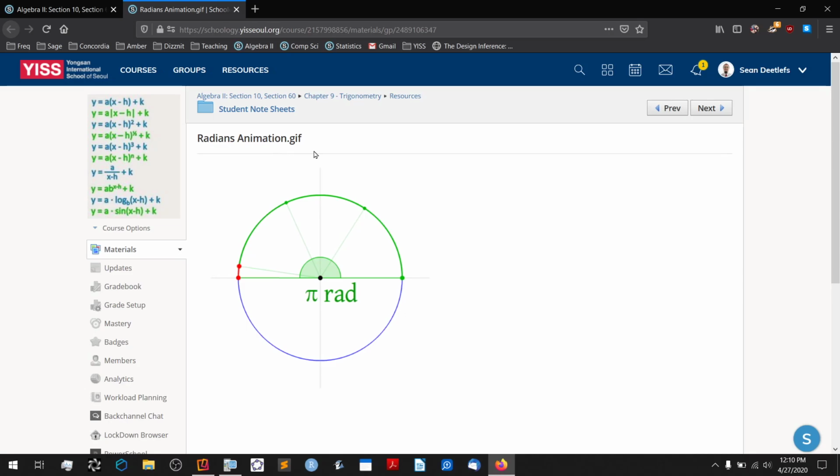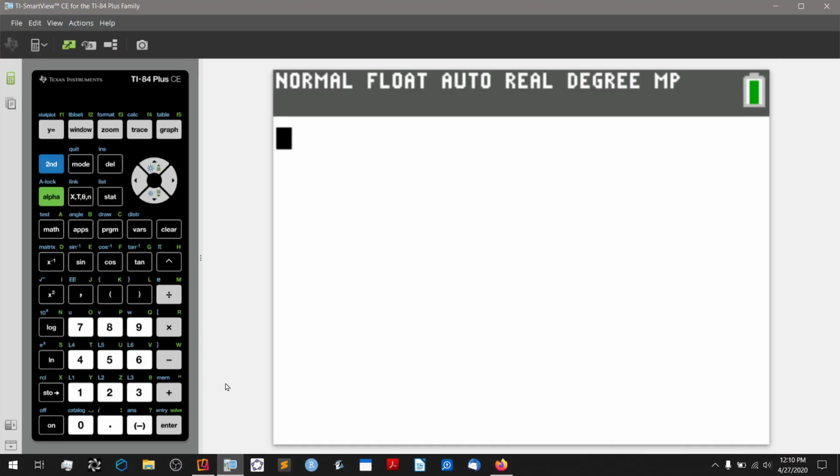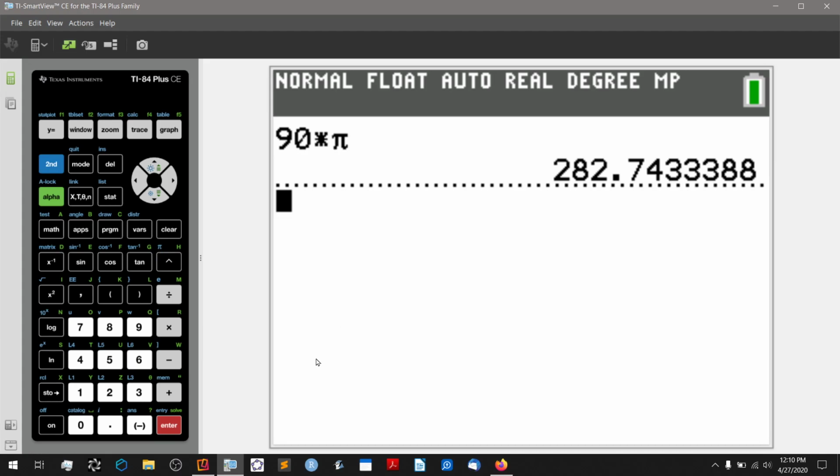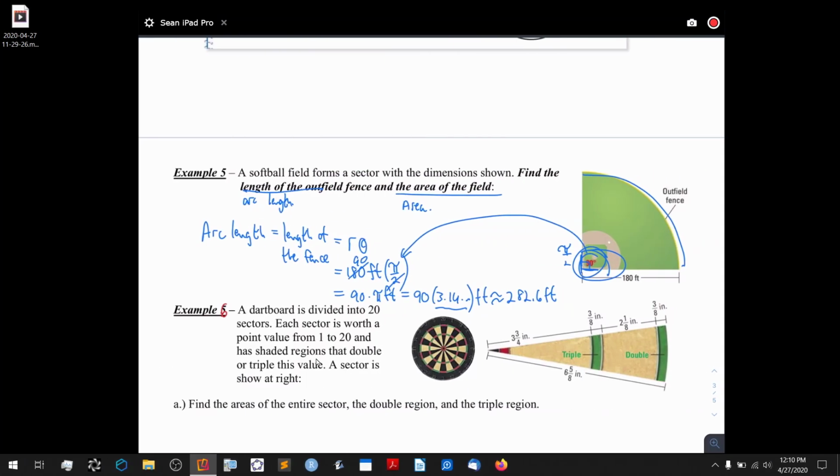So let me see what you get if you actually enter this in your calculator. If you enter 90 times the constant pi, you get about 282.74. What did I have? 282.6, because I used the 3.14 rounding. Okay, so please, that's what we mean by pi in this case. The pi turns from an angle measure to the constant 3.14. That's a bit tricky, okay?